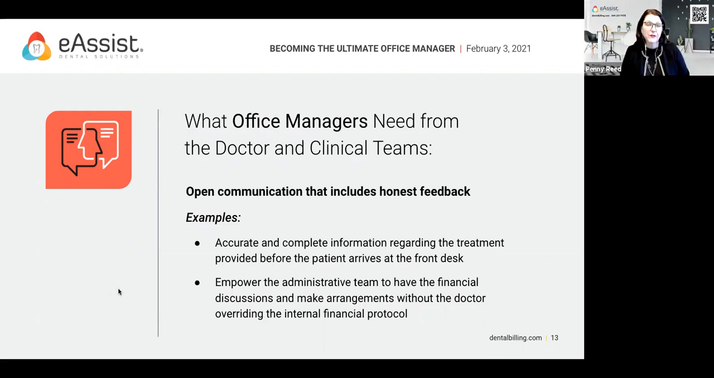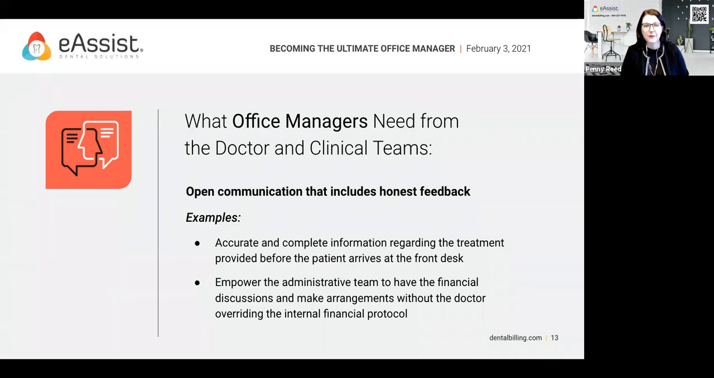And I believe when we talked before, we talked that I would take this one, having been an office manager, and what we need from the doctor and the clinical teams: open communication that includes honest feedback. And it's all about the patient. When we think about vision statements in offices, I know one of my clients, he said, we just pretty much sum all of ours up to say it's all about the patient.